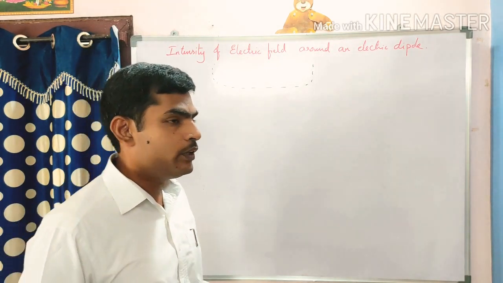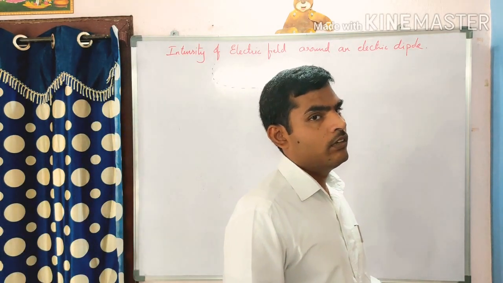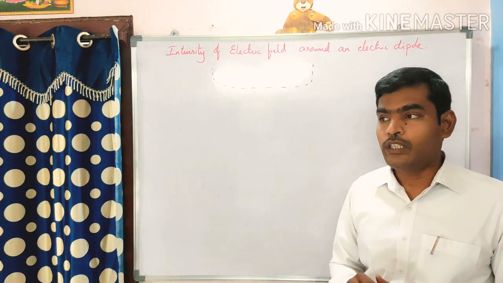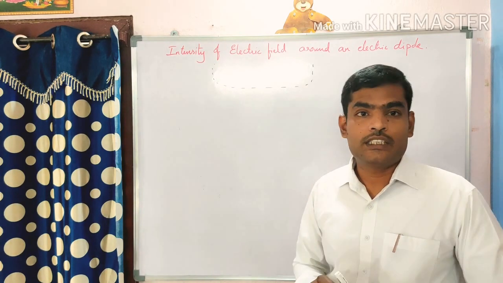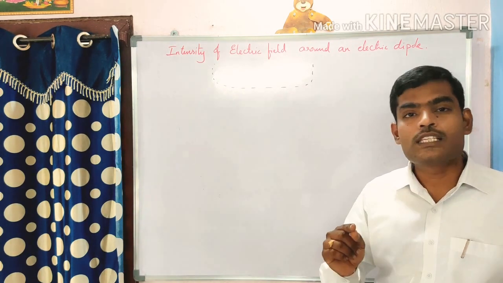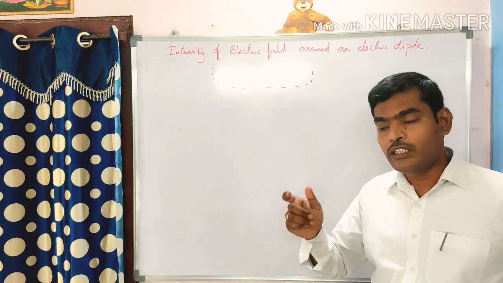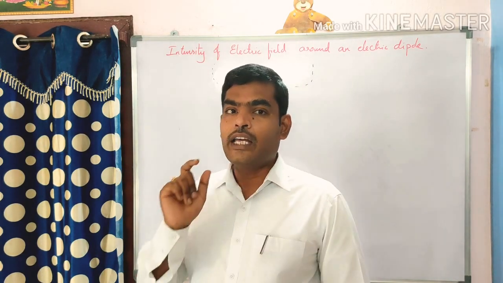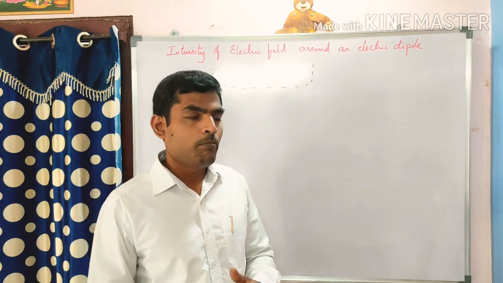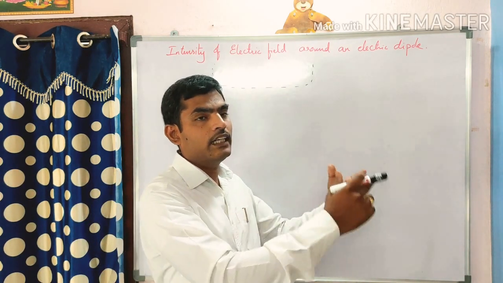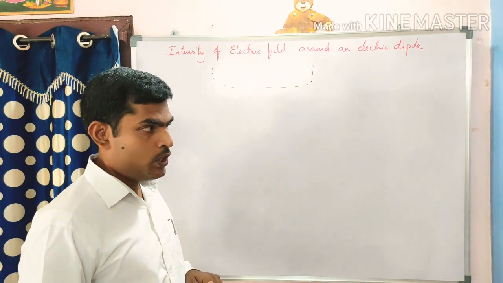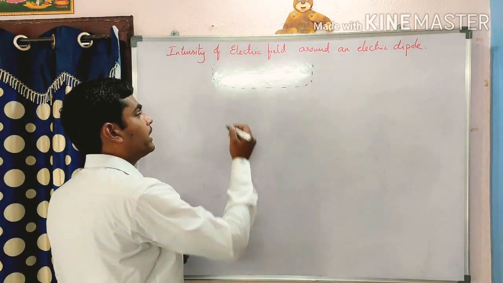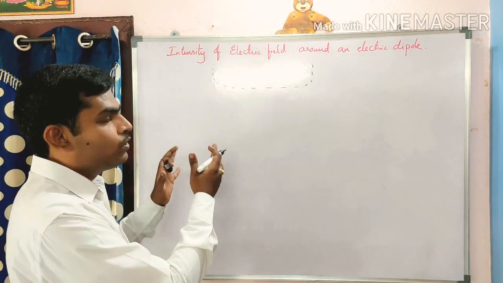In our previous video, we concluded our topic with the electric dipole. There we concluded with one point. What is that? The net charge of an electric dipole is zero. Though the total charge is zero, there is some electric field around it. Charge is zero, but some electric field exists around an electric dipole. So to study this electric field around an electric dipole, we will see what we do now.